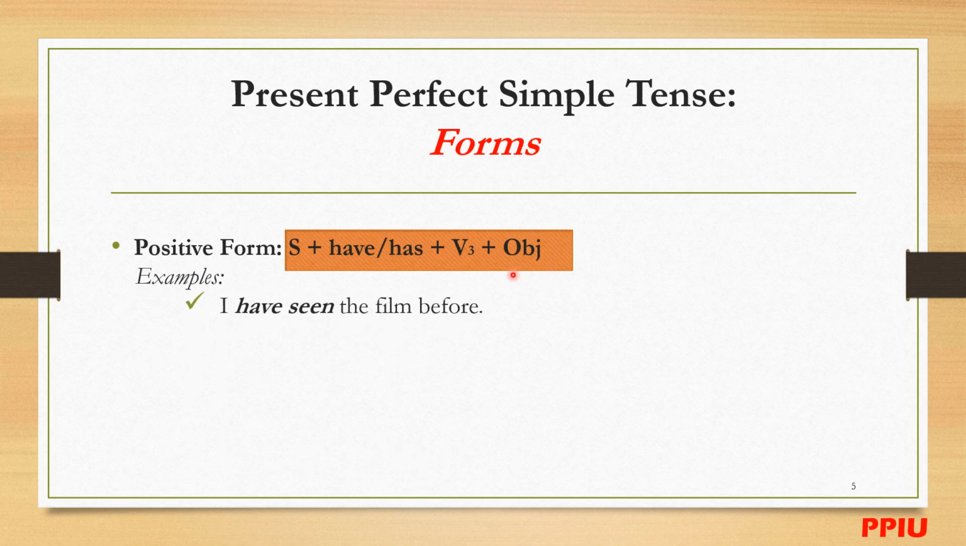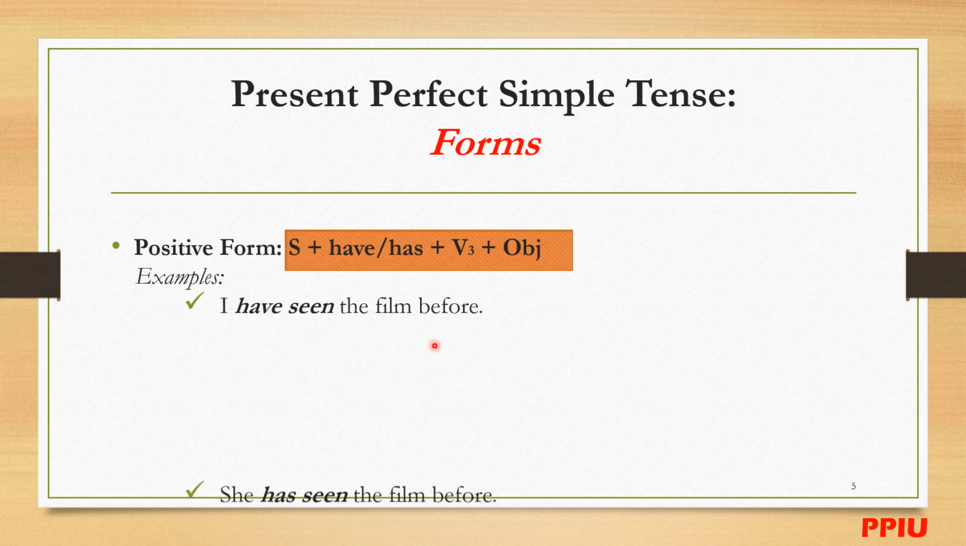I have seen the film before. I have seen the film before. So I is the subject, have, seen is verb 3 or participle, the film is an object, and before is the time expression that can be used with present perfect here, right?